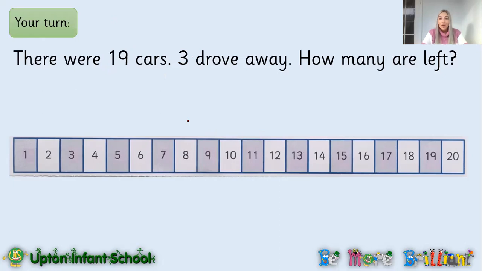So you all need to try and have a go at doing this on a number track. So there were 19 cars to start with. Then 3 of them drove away. I'm circling 3. How many are left? 19, take away 3. Remembering that you need to start on the first number, so start on 19. You need to go down the number line and you are taking away 3.